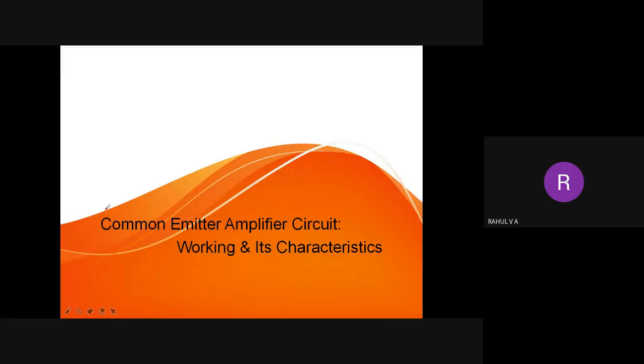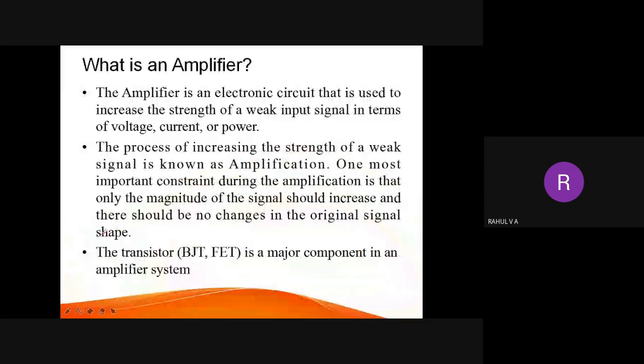This is an amplifier circuit, working based on the common emitter configuration of a transistor. That is what we will understand after reading this title. So what is an amplifier? An amplifier is an electronic circuit that is used to increase the strength of a weak signal in terms of voltage, current, and power.